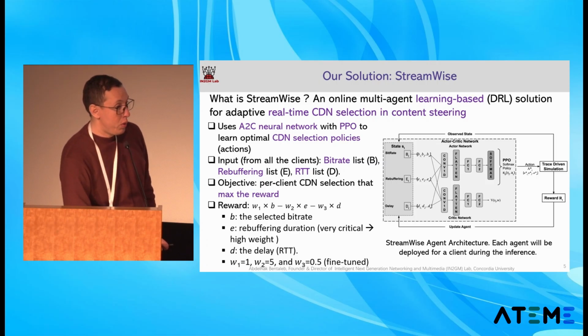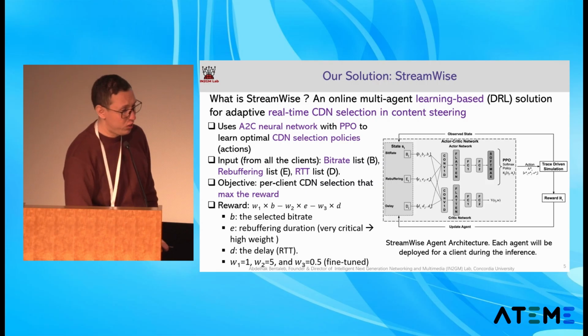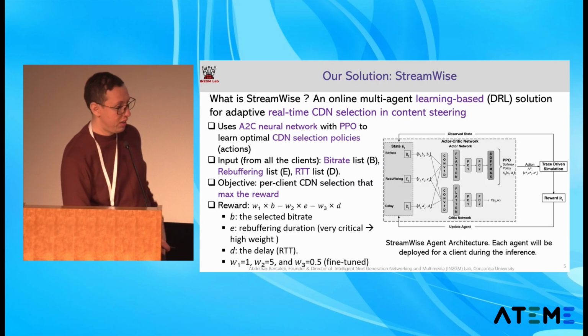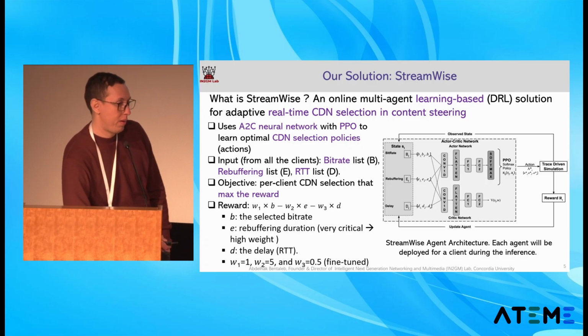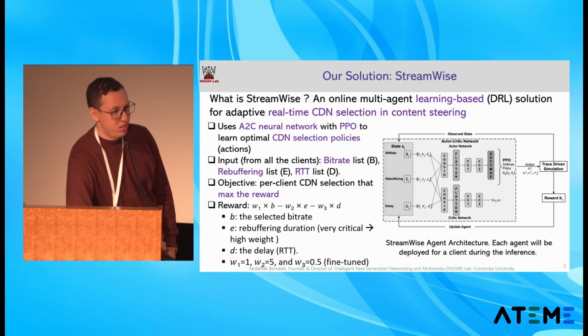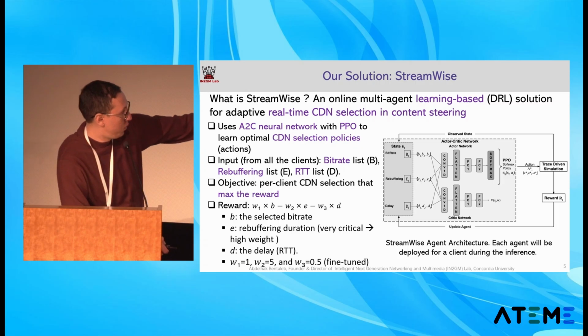For the reward function, we consider this reward function. You might ask why. We did a lot of experiments on multiple reward functions, and this is the best that we could achieve, or converge to what we were looking for. It is a linear combination of the selected bitrate, rebuffering durations, and the delay, and these are fine-tuned values.